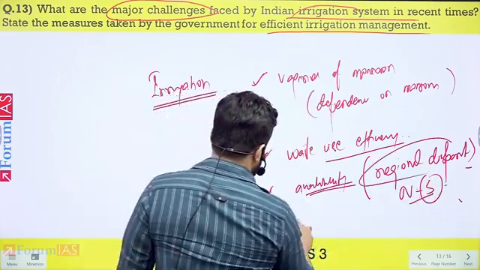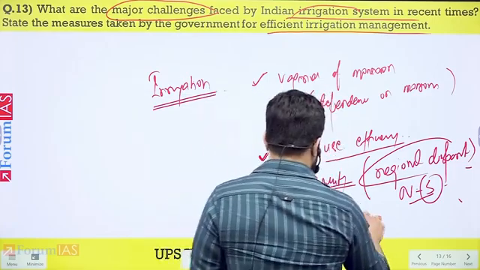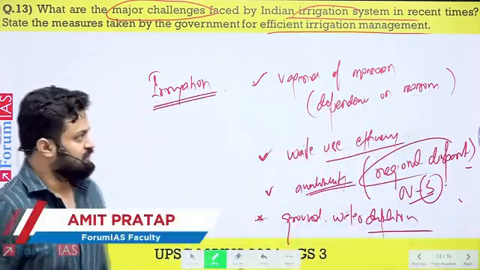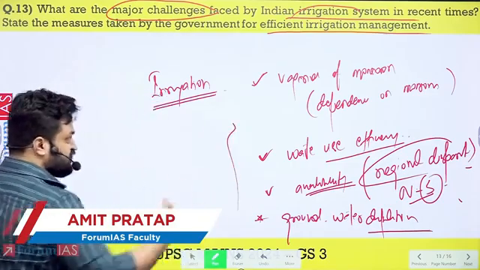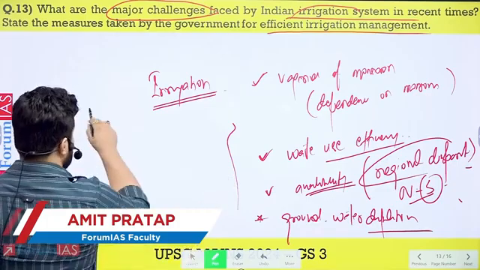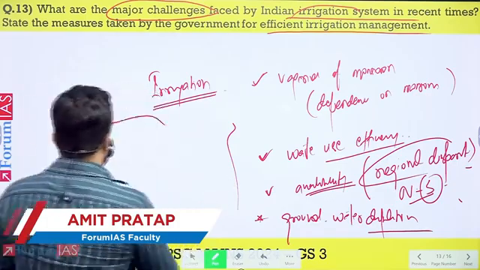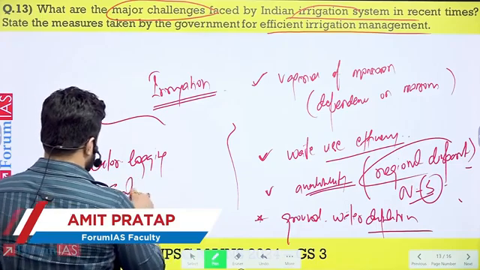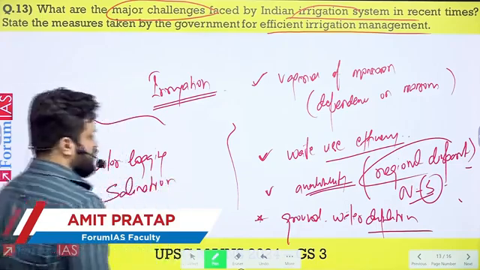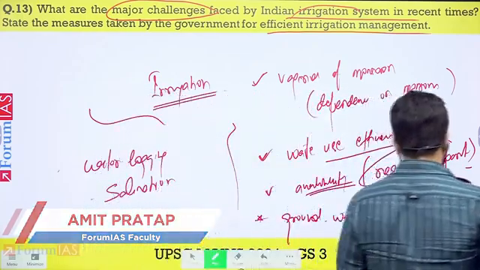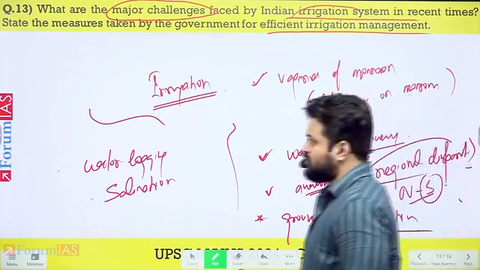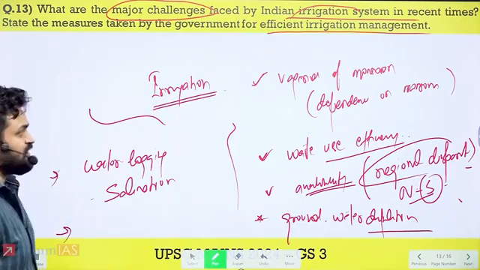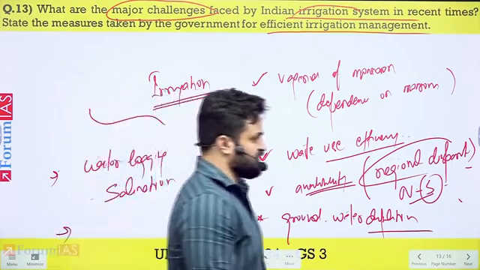Then groundwater depletion has been a challenge, related to the problem of flood irrigation. So overuse has also been a problem. Water logging and salination has also been a concern. Less stress on rainwater harvesting, mismanagement of the canal system. These are also the challenges in the irrigation sector.